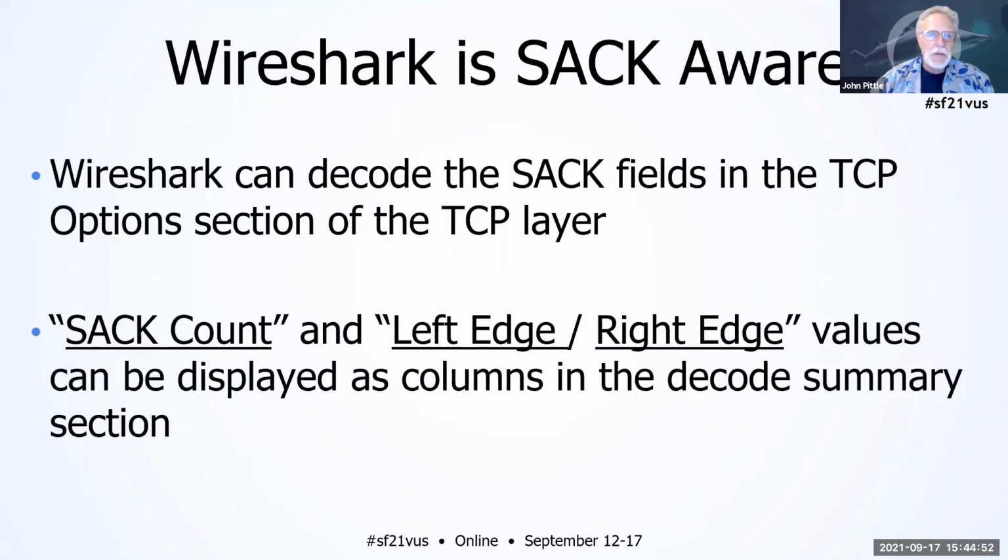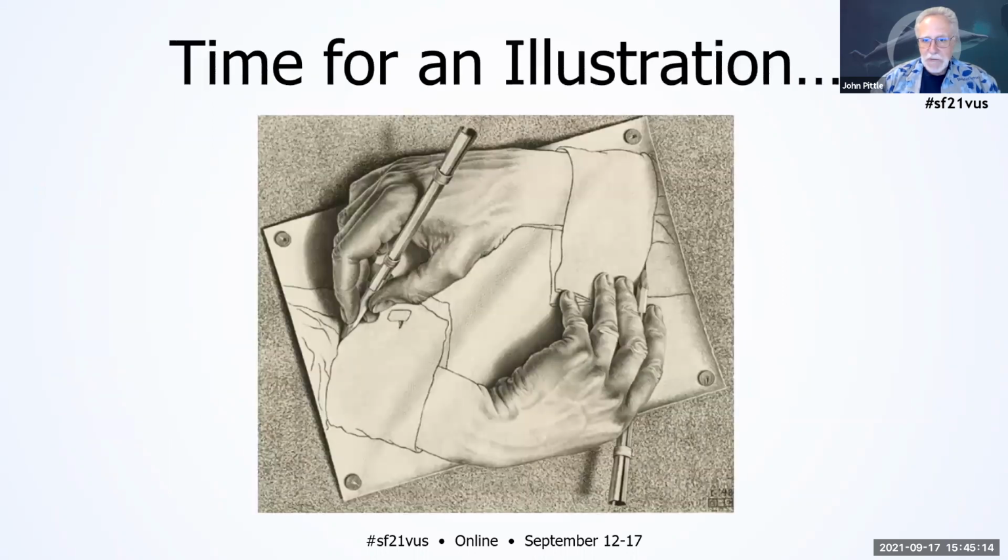So here's the 3 terms that are important: SACK count, left edge, and right edge. SACK count, left edge, right edge values can be, and you're going to see this in a minute, displayed as columns in the decode summary section. And you can also filter, particularly on the SACK count. Filtering on the SACK count is pretty interesting.